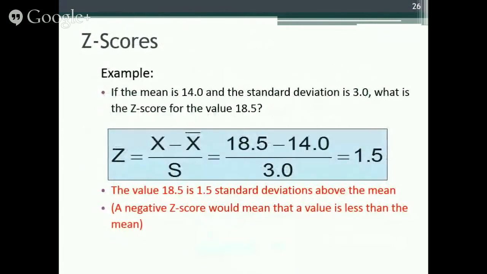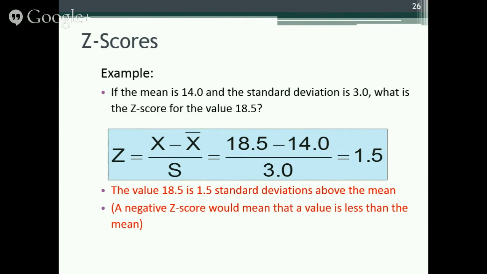Okay? So as an example, let's say our mean is 14 and our standard deviation is 3. What is a z-score for a value of 18.5? Well, we have the formula right here, okay? The z is the score minus the mean divided by the standard deviation. Just plug it in, right? The score, our value, 18.5. Our mean, 14.0. Our standard deviation, 3.0. Do the arithmetic, 1.5, right? It's fairly straightforward. And a value of 18.5, therefore, has a z-score of 1.5.